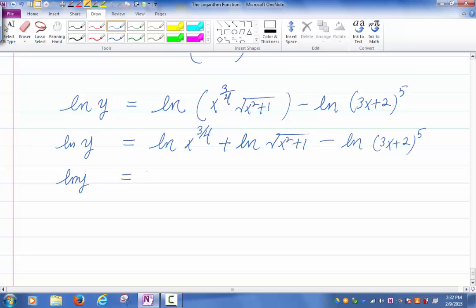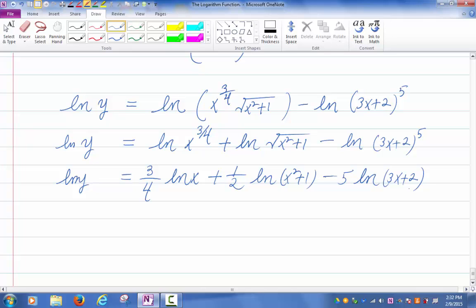And then I can apply rule number 3: 3/4 ln of x plus half ln of x squared plus 1 minus 5 ln of 3x plus 2. Okay, so I applied all the log rules and simplified it. Rewrite the function as a sum of simpler functions.